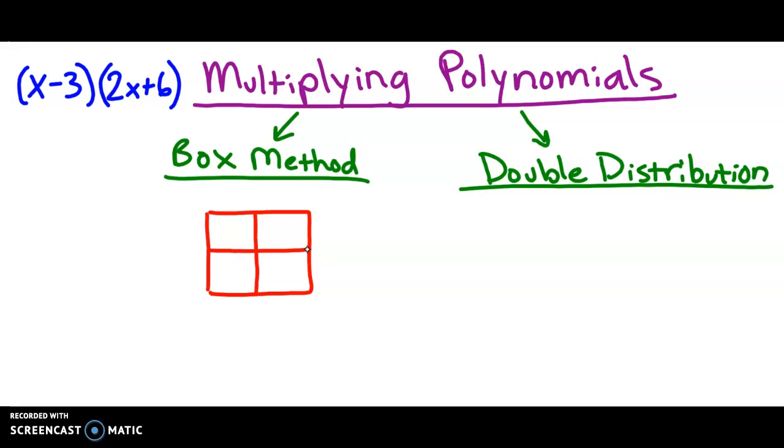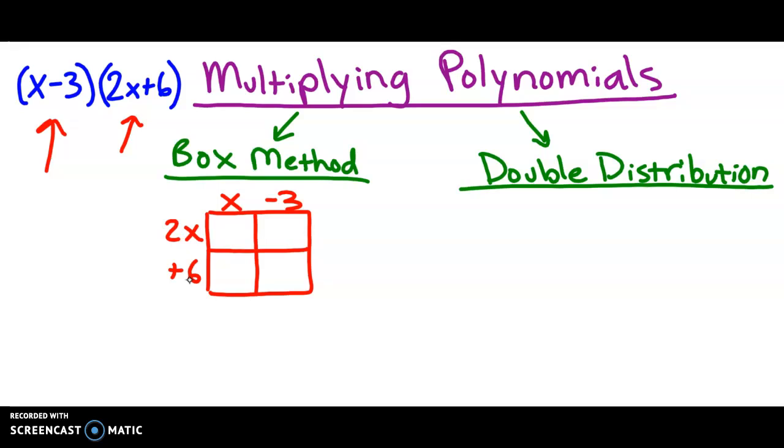So the first binomial you can see right here is x minus 3. I'm going to put it along the top, x minus 3. Make sure to include the minus because that does make that 3 negative. And then we have the second binomial, 2x plus 6, and I'm putting it along the side.